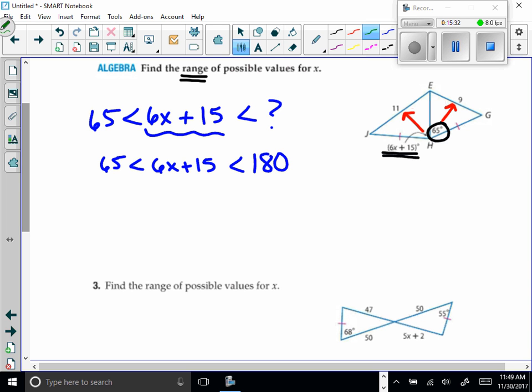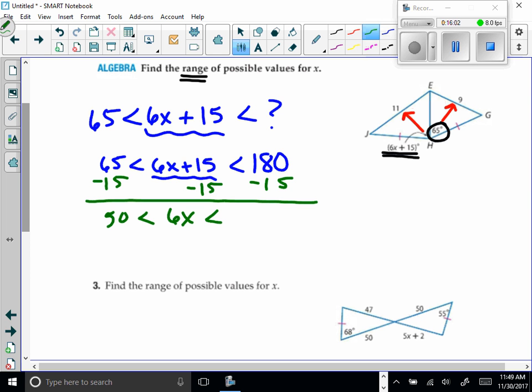Now I have what's called a compound inequality that I can solve, because I really have two inequalities in one, and this is going to give me a range of values from smallest to largest that I can have for x. So when I go and solve, since I have two inequalities going here, I'm going to subtract 15 from both sides. And so that gives me 50 is less than 6x, and then another less than sign, 165. And my next step would be to divide by 6 on each part.